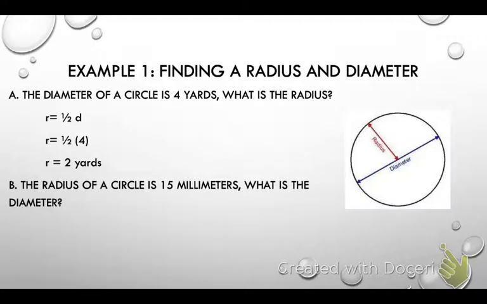All right, part B. The radius of a circle is 15 millimeters. What is the diameter? So we might use our other formula for that one. Diameter equals 2 times radius. So just plug in what you know. And you know that the diameter is 30 millimeters. Again, don't forget units, no naked numbers. If you need to pause the video to write this down, pause the video.